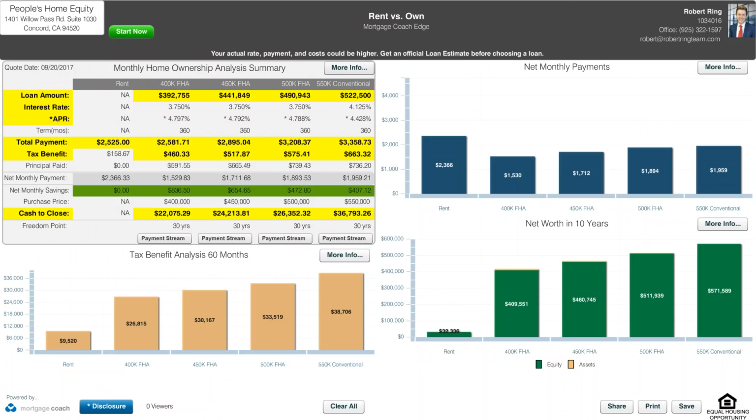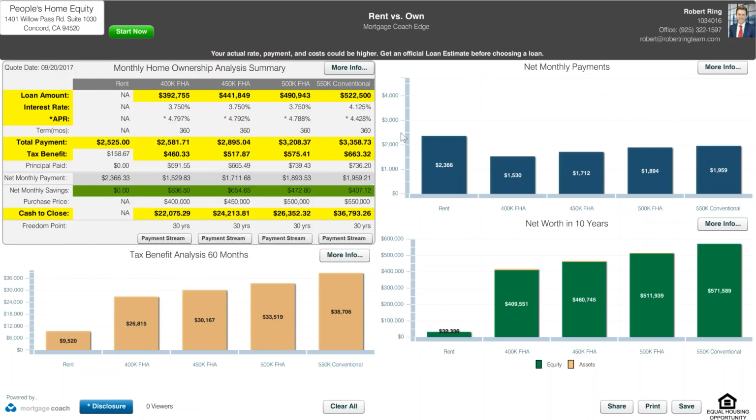However, the difference when you work with me is I'm not just going to give you a loan estimate and send you on your way. We're going to sit down and go through a custom tailored Mortgage Coach Total Cost Analysis, and that's designed around your goals and needs as a family. And let me show you what I'm talking about.